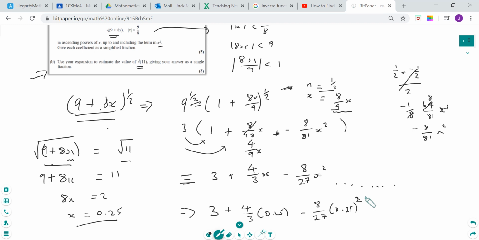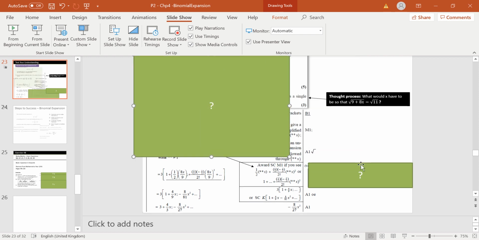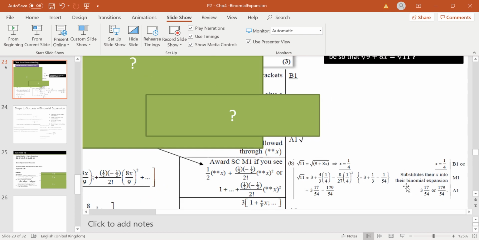Okay, so I get my answer then as 3. Let's write this down. Does it say anything about decimal places? It says to give your answer as a simplified fraction. Okay, well, actually my calculator does come up with a fraction of 179 over 54. So let's just double check that one. Do we have an answer over here? Yeah, 179 over 54.